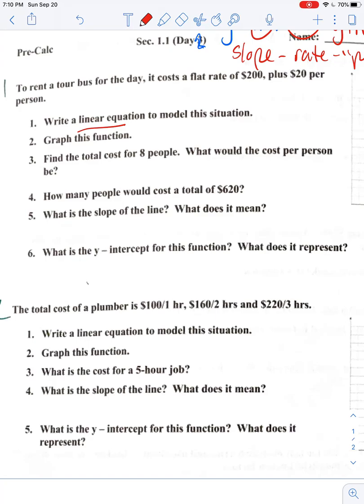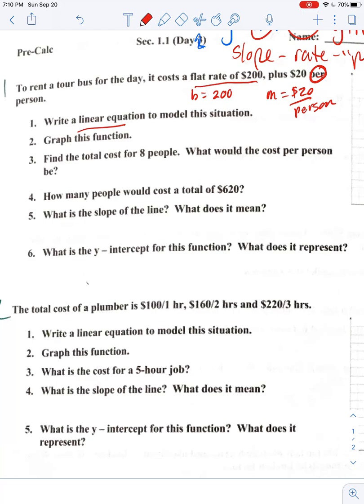To rent a tour bus for the day, it costs a flat rate of 200. So in my mind, that 200 is going to be my b value. That's what it costs, the flat start rate. Plus 20, there's the key word, per person. So my slope is going to be $20 per person. So that's going to go in as a 20, and it's dollars per person.